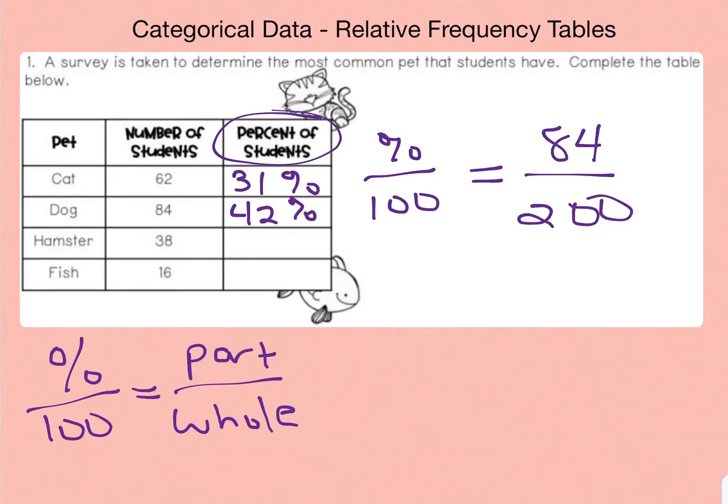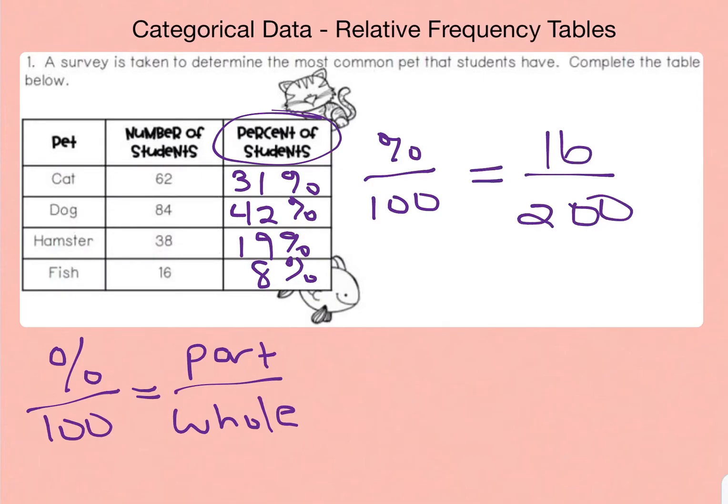Okay. Next, we have 38 for the hamsters. What percent of the students said that they have a hamster as their pet? This percent would be 19%. 38 divided by 2 equals 19. Our last one is fish. What percent of the students said that they have fish? This would be 8% because 16 divided by 2 is 8.